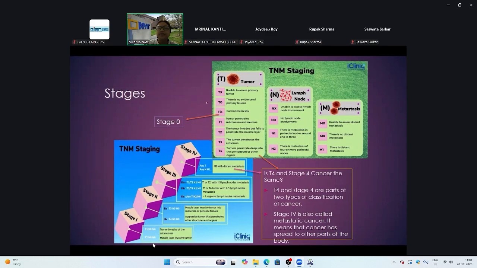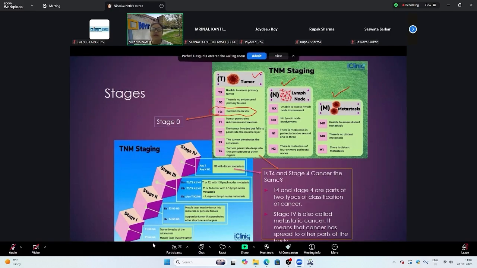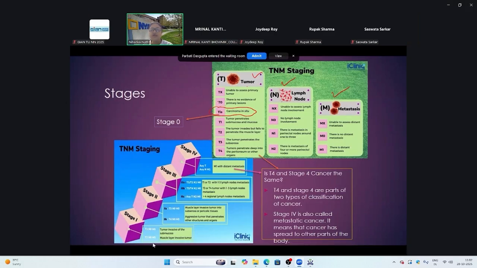So let's look at the top first. In the stages, let's just stick to our T, N, and M. Let's stick to this process where, if you have carcinoma in situ, remember carcinoma in situ, that it was still contained, then it is not called a T. The T is not there. It's still like a T0, not T1.